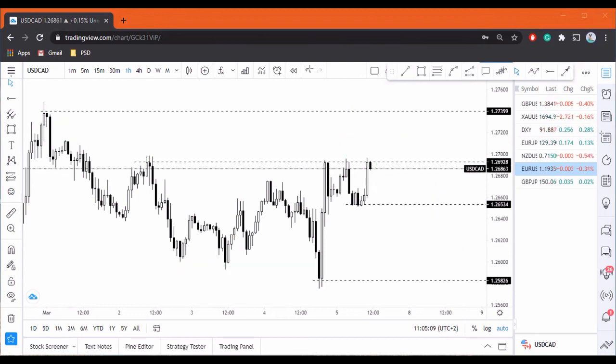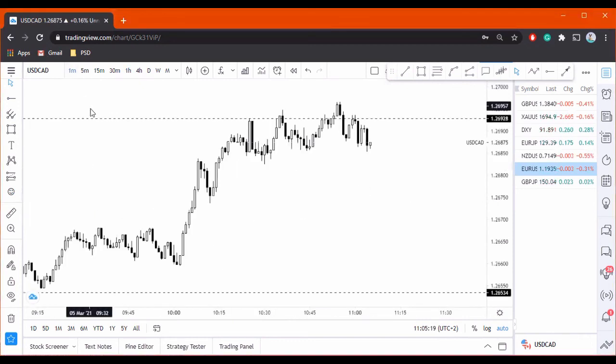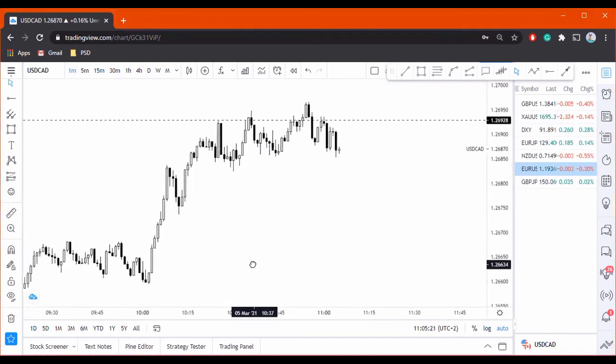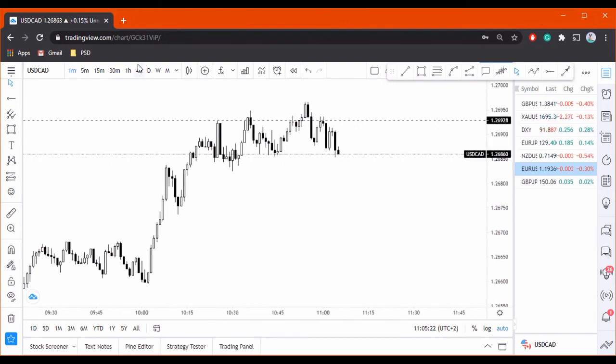It's a very bad pair to trade, and it doesn't move as fast as other pairs, honestly. Right, it really doesn't. Let us check the 1 minute time frame. Yeah, there you go. This is the 1 minute time frame. You see these candles? It doesn't move as good as the other pairs. These are the candles on the 1 hour time frame.